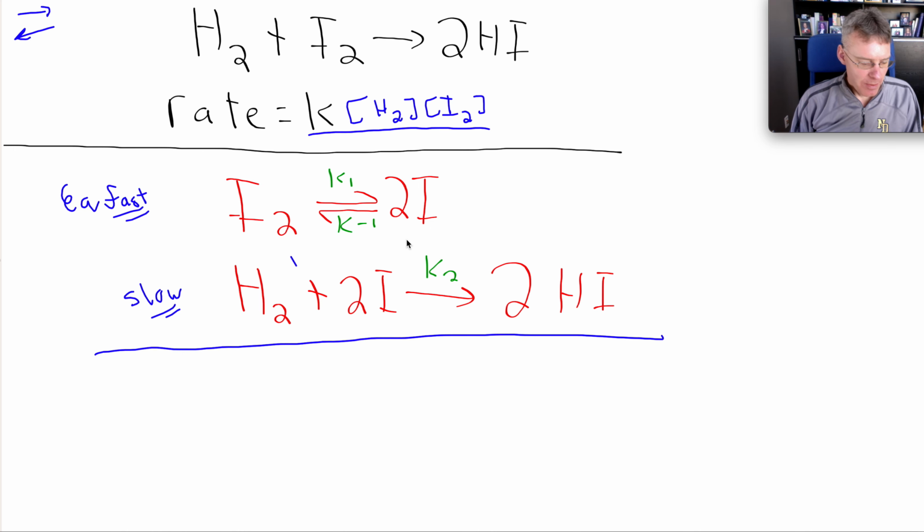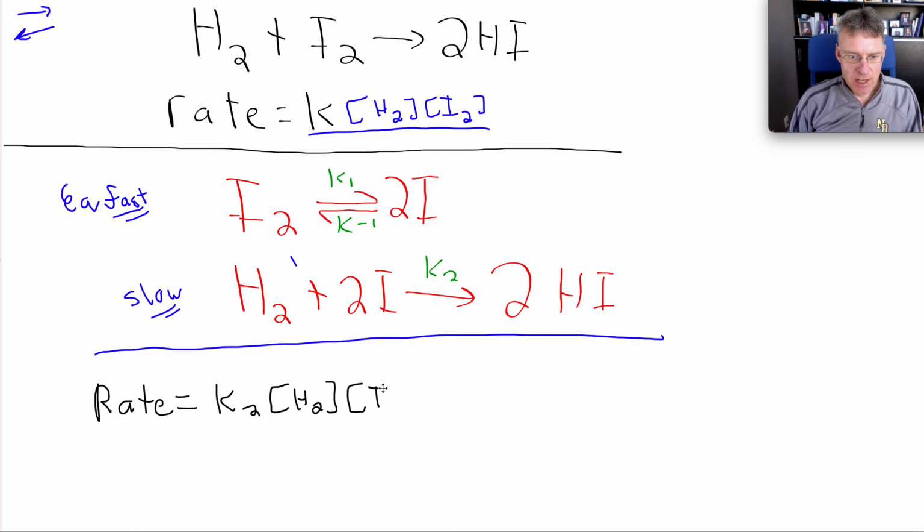If you net these up, we do net up to the reaction. The two iodine atom intermediates cancel out. I'm just not going to write the net. So our rate law, the rate equals the slow step, so that's our second one, so that's going to be K2 times the concentration of hydrogen. There's only one hydrogen, so this is first order. We're not going to bother writing the one.